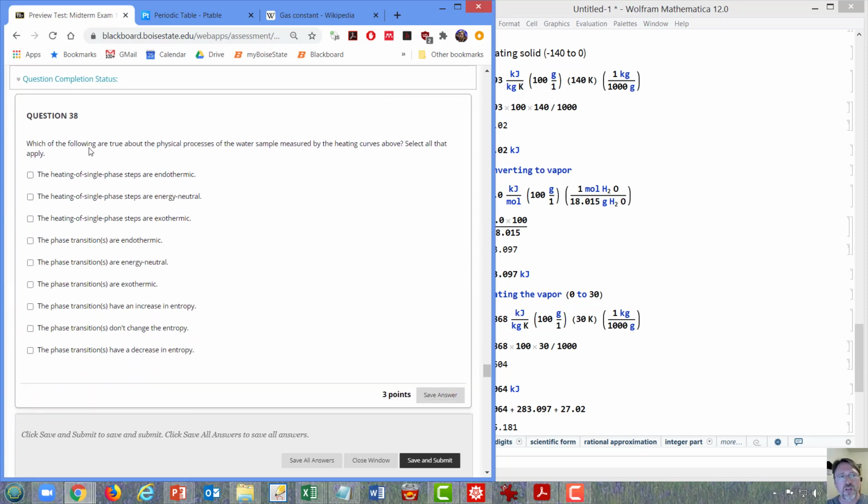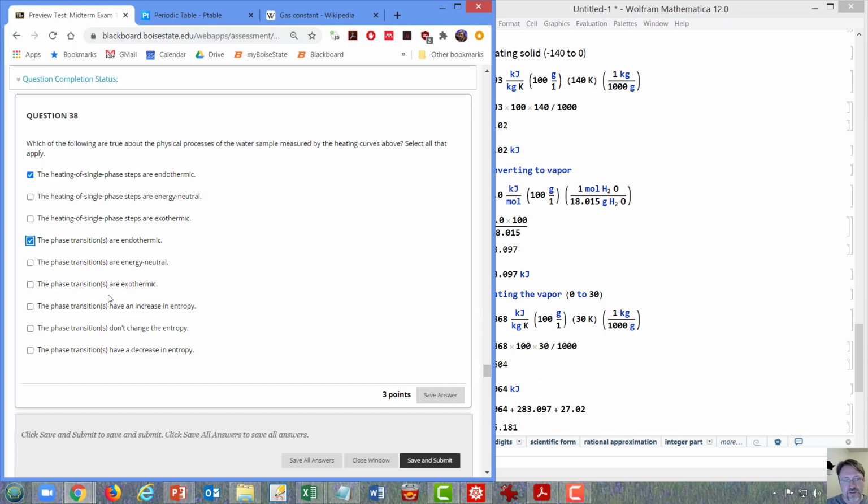Okay. Which of the following are true about the physical processes of the water sample measured by the heating curves above? Select all that apply. So we can choose that the heating of single-phase steps is either endothermic, exothermic, or doesn't have a change in energy. Well, we are putting heat into the system, which is raising the energy of it. That is endothermic. We are adding energy to it. The phase transitions are endothermic, energy neutral, or exothermic. Again, we have to add energy to it to make it happen, so that is endothermic.